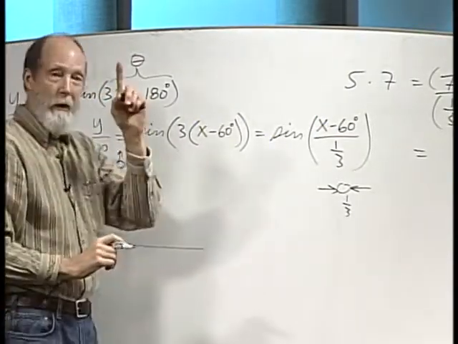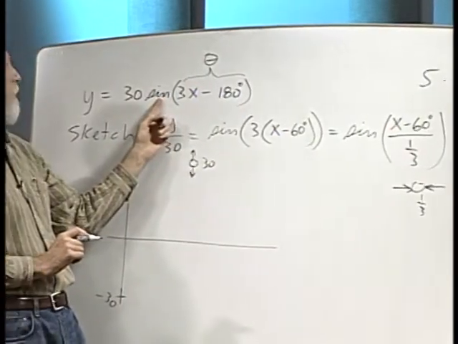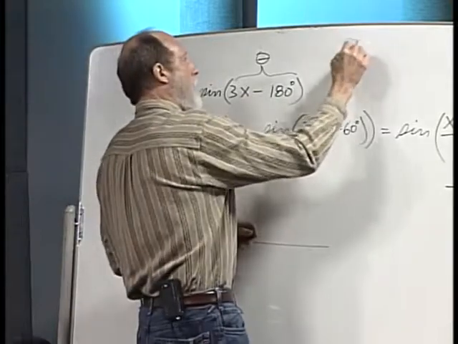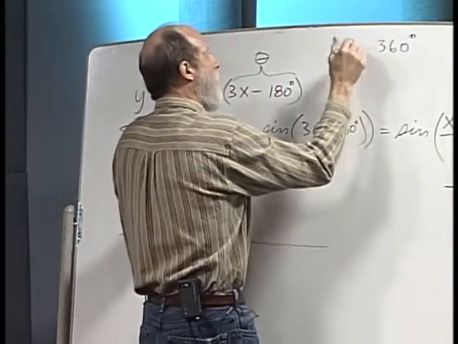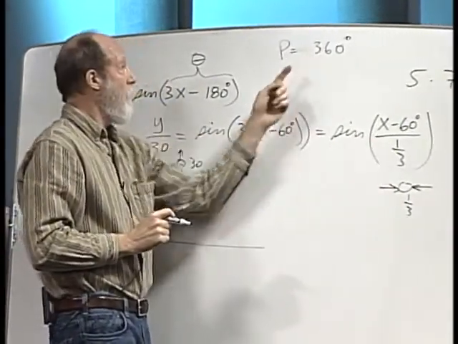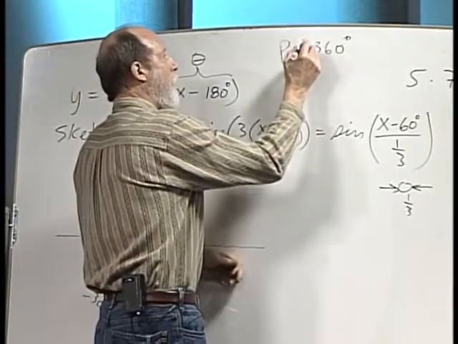So the period, look at the function on the original. The period is clearly 360 degrees. So the period is normally 360 degrees, but what we have going on here, by looking at this factor right here, is that the period of this function that we're dealing with is actually going to be 1/3 of that.